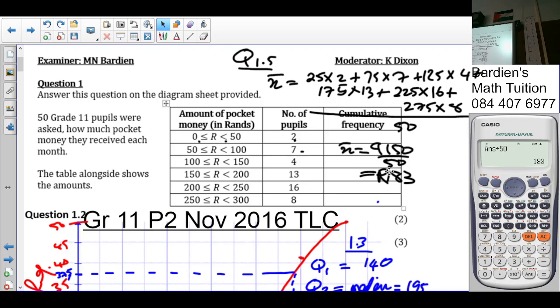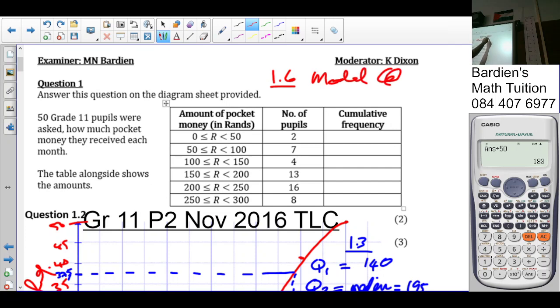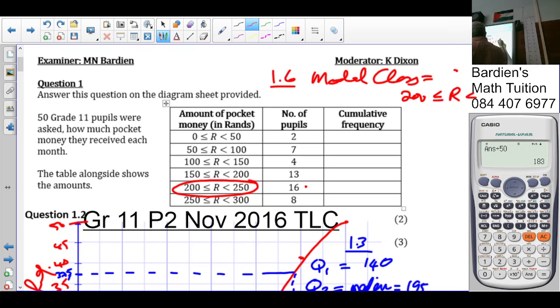In 1.6, it asks us for the modal class. So what is the modal class? Modal class is the class that has the most entries. Okay. The class that has the most entries is 200 to 250. There's 16 of them. So it's greater than 200 but less than 250. Okay.